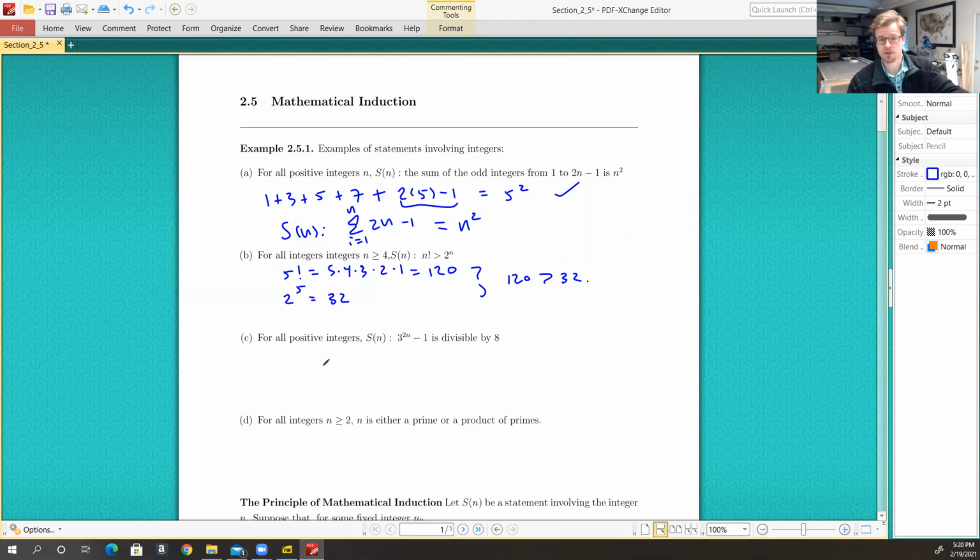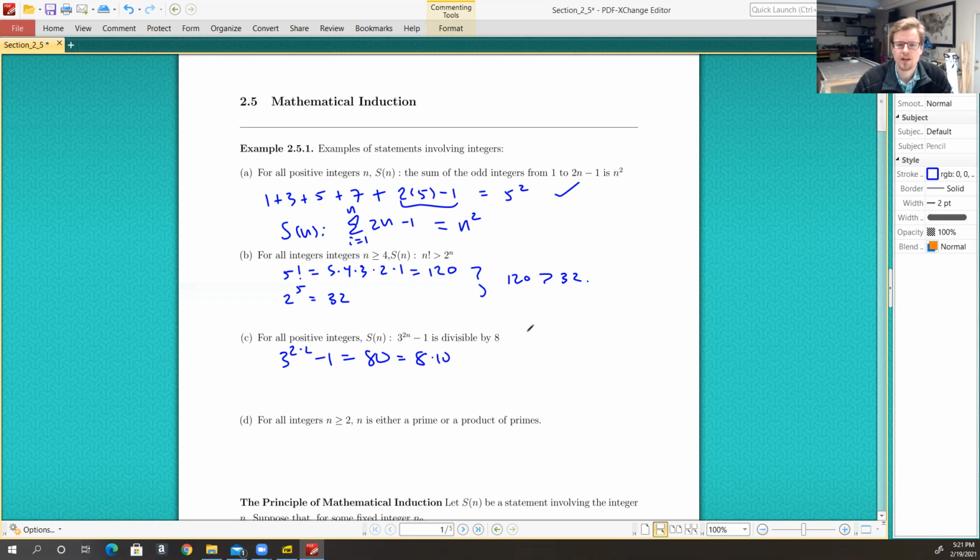All right, so two more examples of statements involving integers. In this case, for all positive integers, the statement is that 3 to the 2n minus 1 is divisible by 8. Well, that seems a little crazy, doesn't it? Is it true? Maybe. Let's check it out. So let's go with n equal to 2. So 3 to the 2 times 2 would be 3 to the 4th, which is 81. 81 minus 1 is 80. And we're saying that it's divisible by 8. 80 is, in fact, 8 times 10. So yeah, it is divisible by 8 because I can write it as 8 times something.